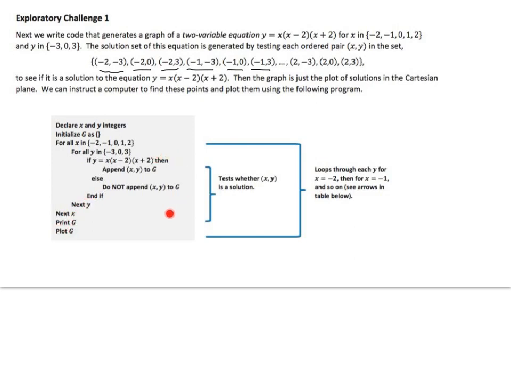So this middle loop tests whether xy is in fact a solution to this equation. If it is, it'll append it to the set and it'll print it and then plot it. Phew! Okay, the outer loop loops through each x: x equals negative 2, negative 1, 0, 1, 2. So it'll grab a y, test every single one of the x's, and then re-loop back and grab another y and test every single one of the x's. Okay, it's quite a loop.